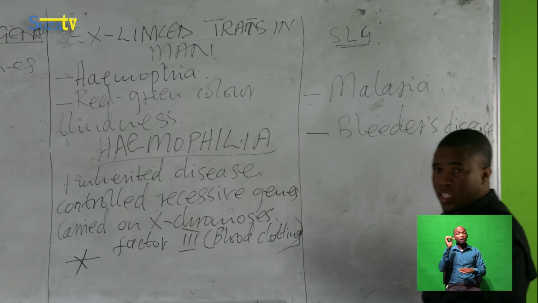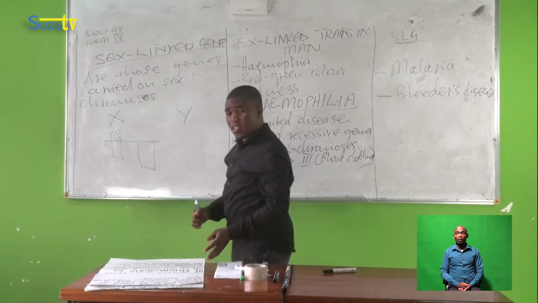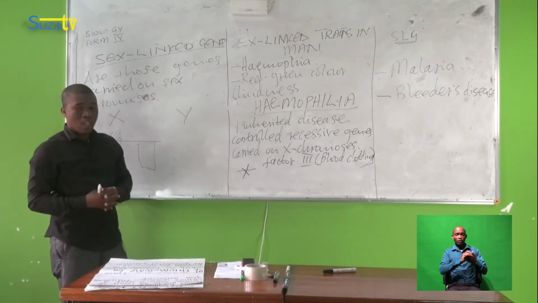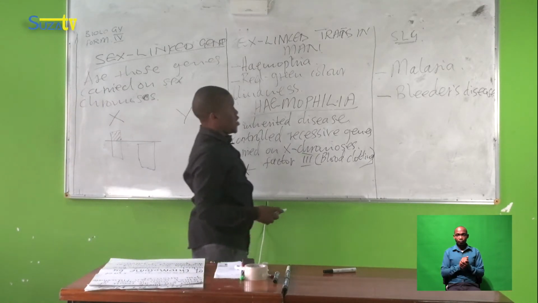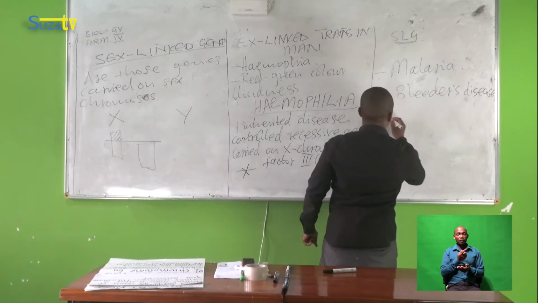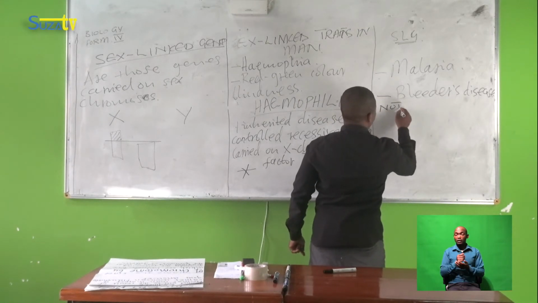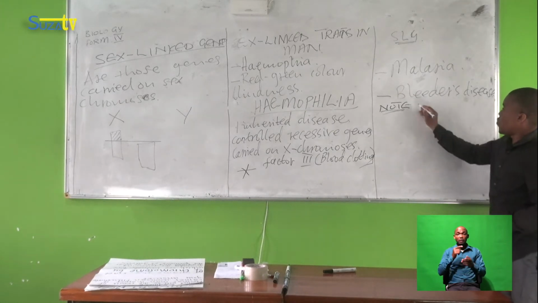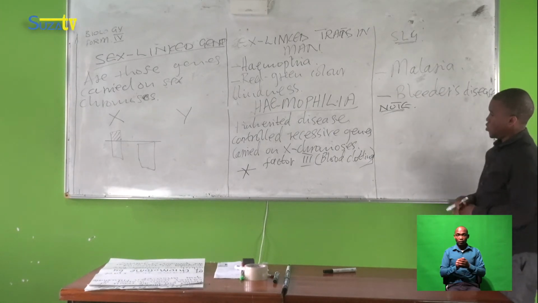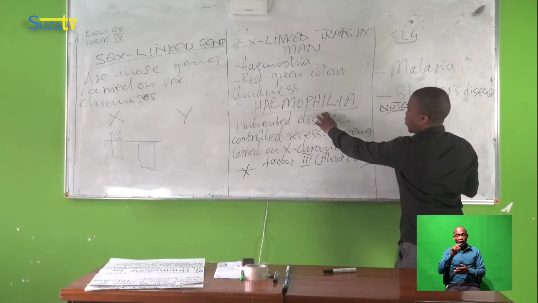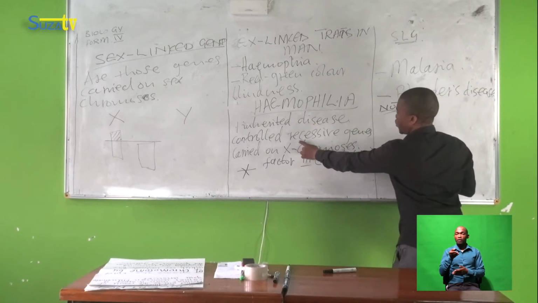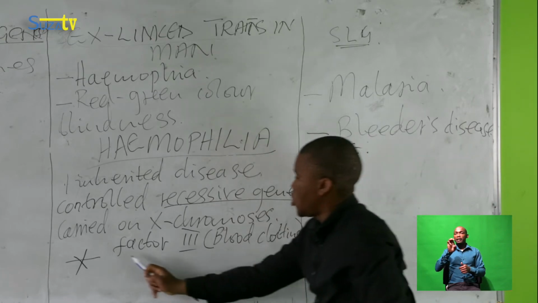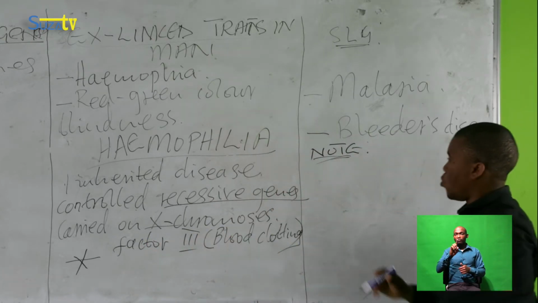Are we together, class? Make sure that you note these aspects. Let us take an example, or before doing an example, let us take a note first. As we said, hemophilia is mostly controlled by a recessive gene and carried on an X chromosome.